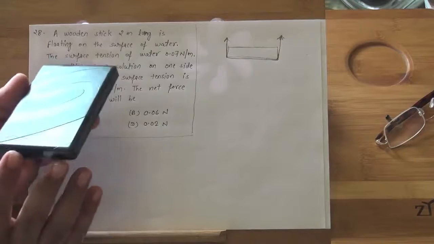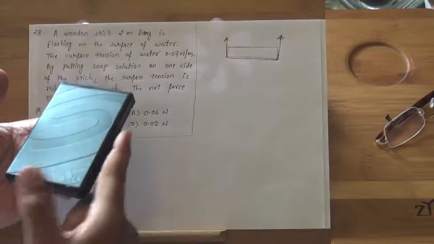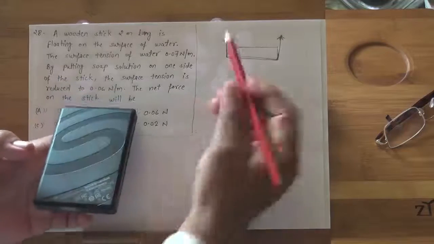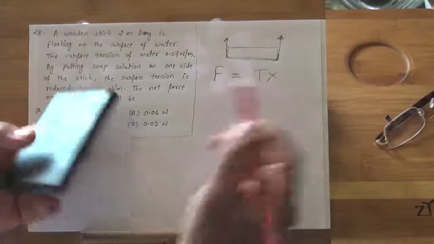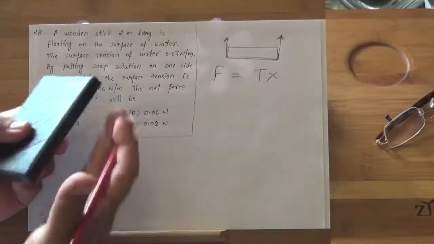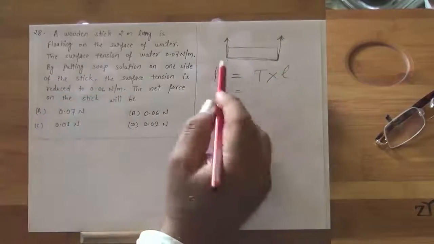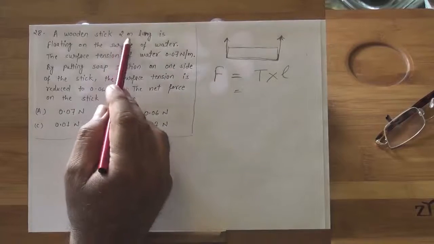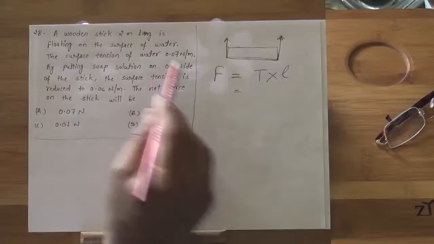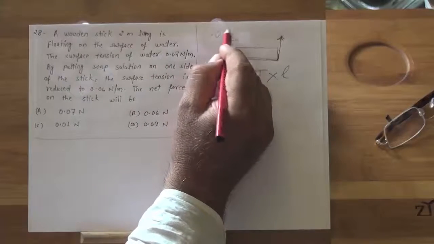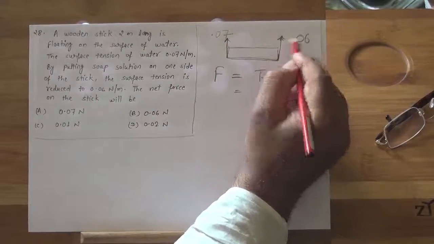Okay, so as soon as we put soap here, there is a decrease in the force. Now how to calculate the force? Force is equal to surface tension multiplied by the total length on which surface tension is applied. So on one side it is surface, this is 2 meter long. On one side it is 0.07. On the other side it is 0.06. What is the difference?